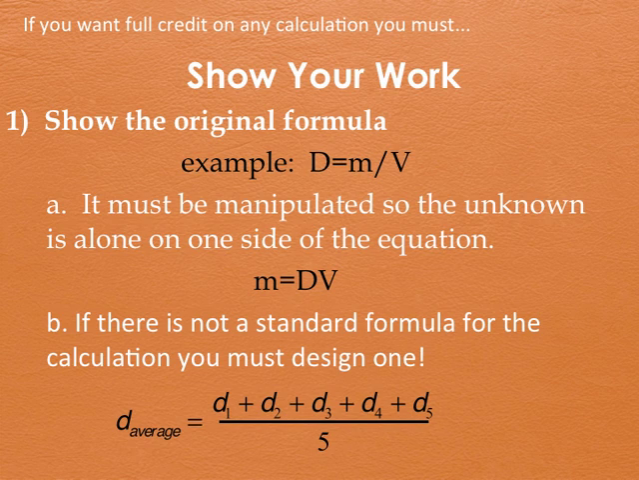The whole point of doing this is so that the reader of your lab or your work knows what you're doing. You can't just say, oh, my teacher knows what I'm doing. No, you have to put it down there. It's all about communication. So that's the first part. Number 1, show the original formula, whether it's in its original form or manipulated. And if there isn't one, you need to make one up.